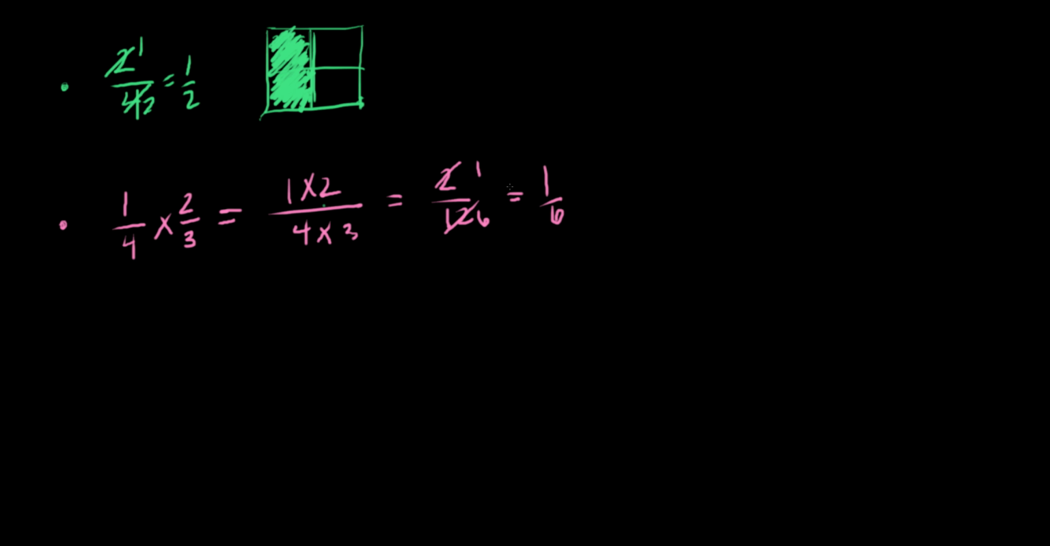But you know what? We could have taken care of this beforehand, before we ever got to this point. And the way we could have taken care of it is by this method called cross-cancellation. So I'm going to go back to the beginning where we had 1/4 times 2/3. And what you do here is you look at the numerator of one fraction and the denominator of the other fraction and see if they share a common factor. And if they do, you can cancel them out.